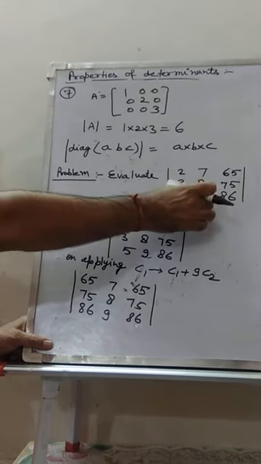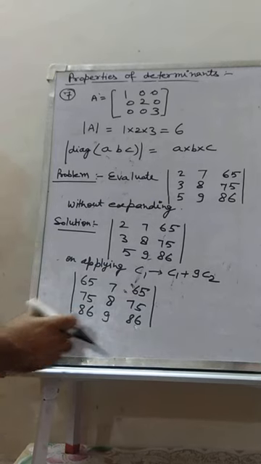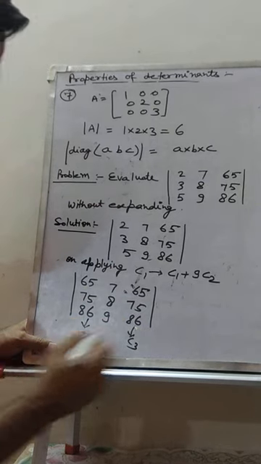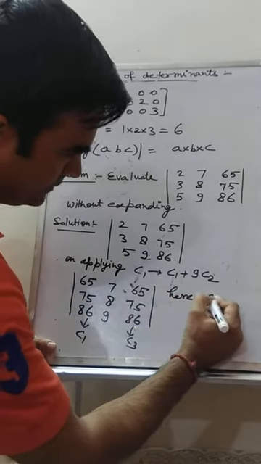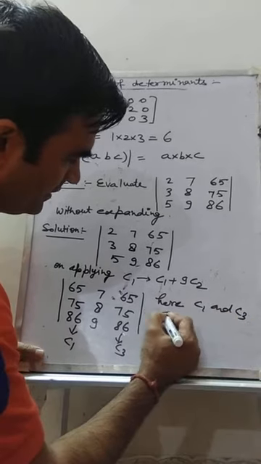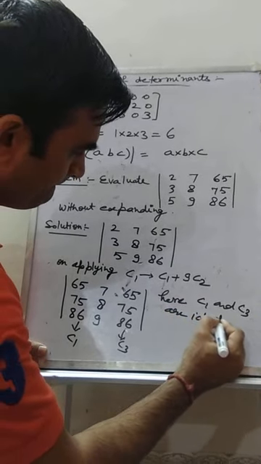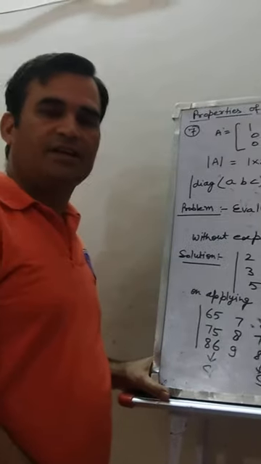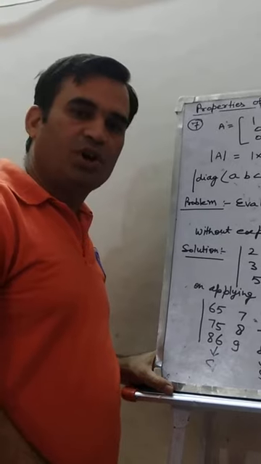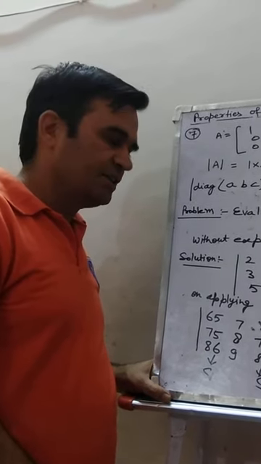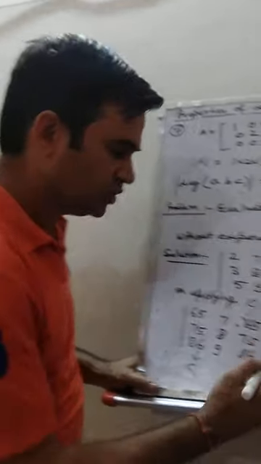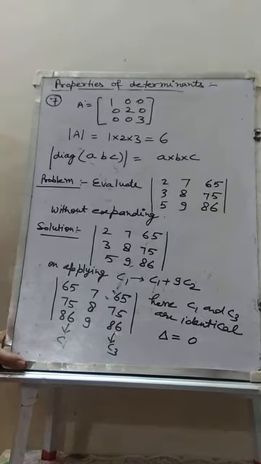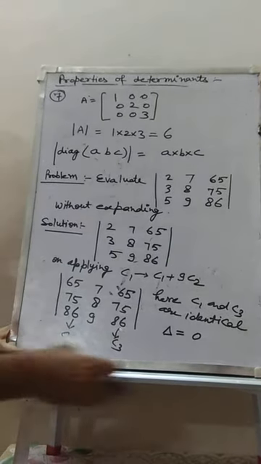We convert our determinant into this form. And now you are seeing C3 and C1 both are identical. And we just discussed this property. If any two rows or two columns of a determinant are identical, then the value of the whole determinant is 0. So without expanding, we can say with the help of the property, the value of this determinant is 0. So see how useful these properties are.